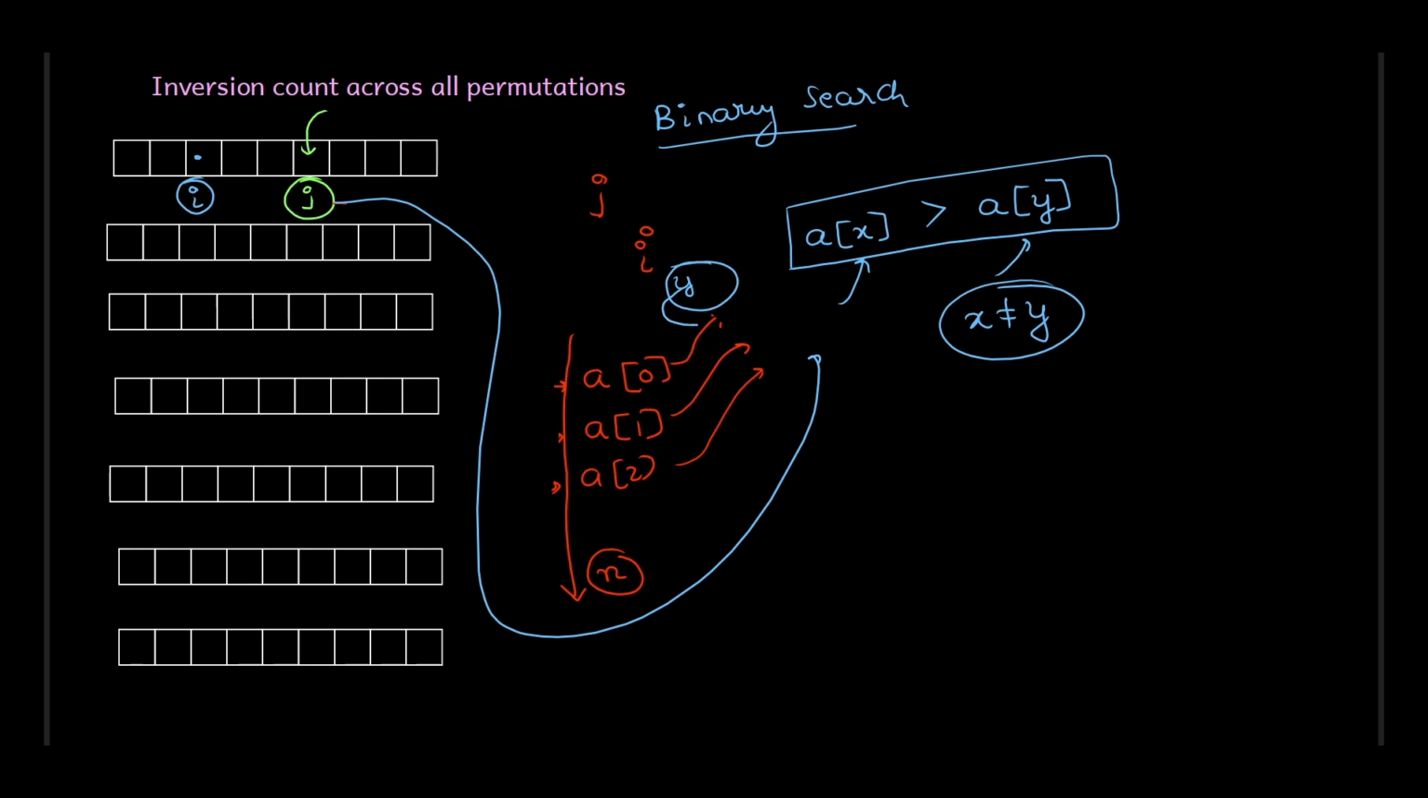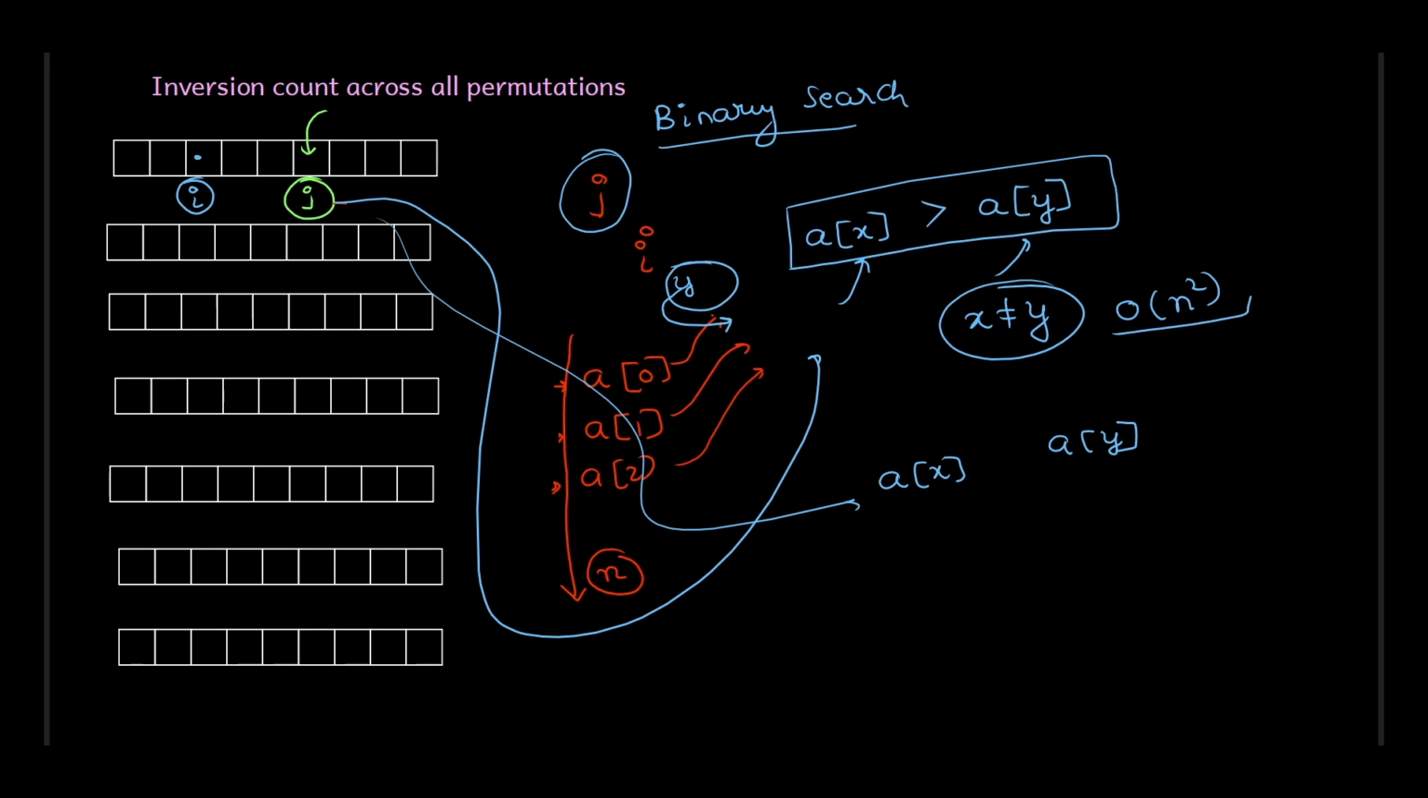So this time we are not looking for the contribution of a single y. We just want to directly find out the contribution of this index. But the contribution of this index can only come from when you place a[x] over here and a[y] over here. So there are n square possible values that you can have at this ith and jth location, a[x] and a[y].